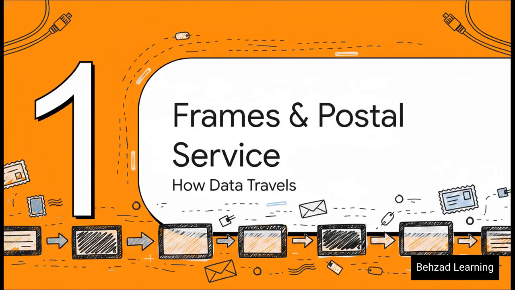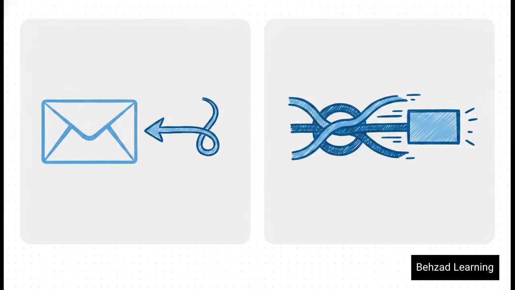Which brings us to part 1, frames and the postal service. Let's see how this data actually travels. The absolute easiest way to visualize the Ethernet data link layer is to compare it to your local postal service. Think about it. When you send a letter, the postal service doesn't care at all about what's written inside, right? It only cares about the physical envelope and the address written on the outside.